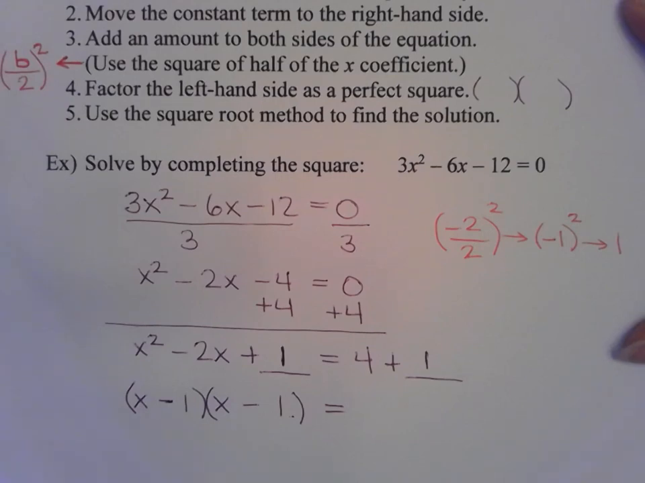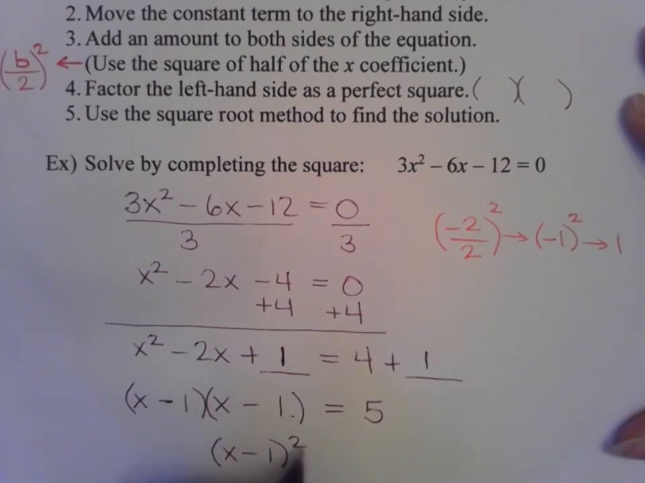Okay, that step's really crucial, so if you didn't understand it, go back and listen to it one more time. Completing the square hinges on you finding the correct number to fill into that blank. Okay, and then 4 plus 1, we know that's 5. Then the next step is to write this as a perfect square. This is x minus 1 squared because I have 2 copies.